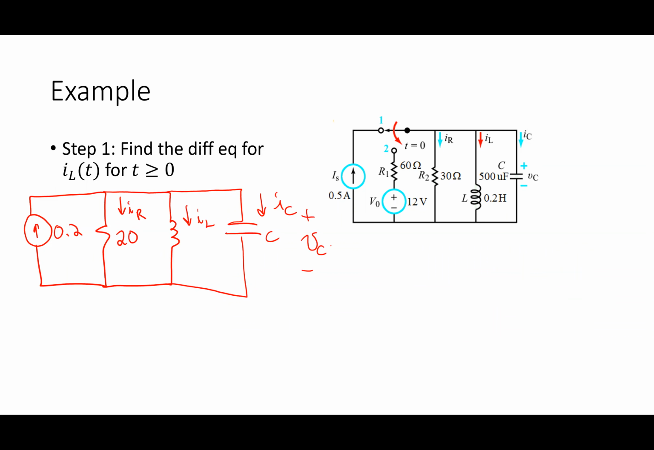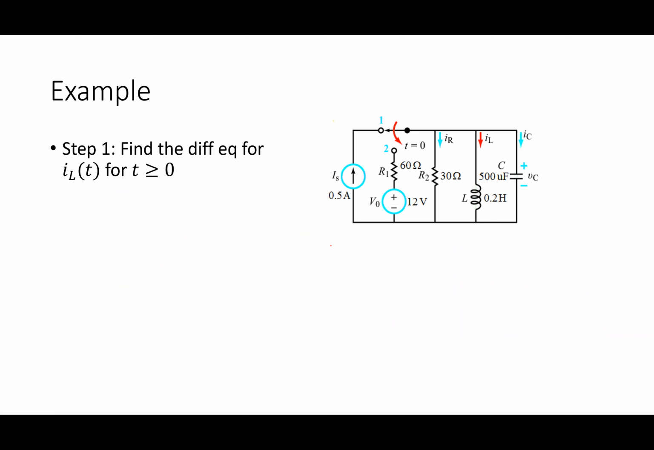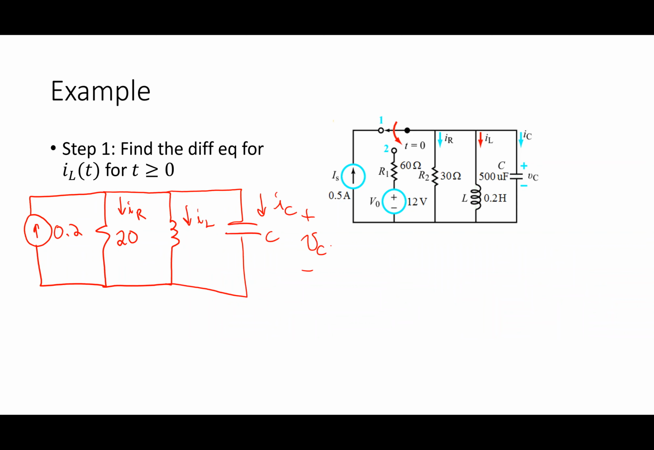Before I really started doing anything, I said there are two relationships I'm going to need to help me. What are they? Initial conditions? Well, not to write the differential equation, though I'm going to need those initial conditions. I'm going to need KCL to write a differential equation, but what are the two relationships for the capacitor and the inductor that I'm going to need?